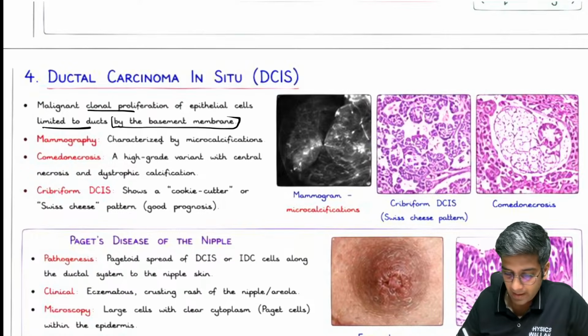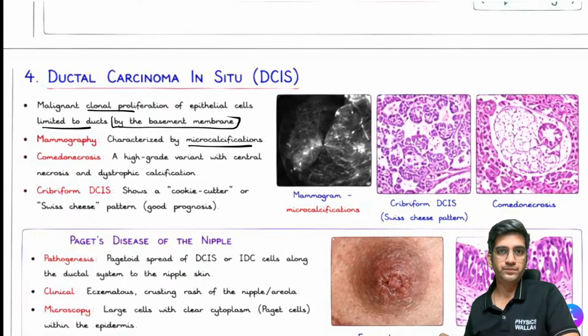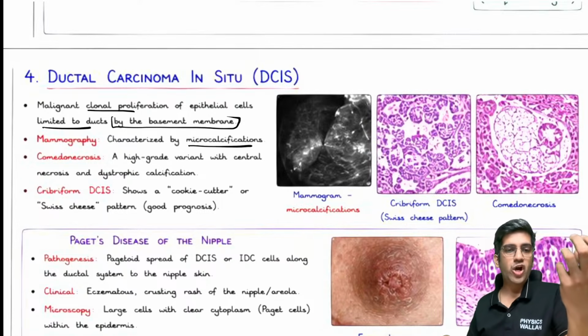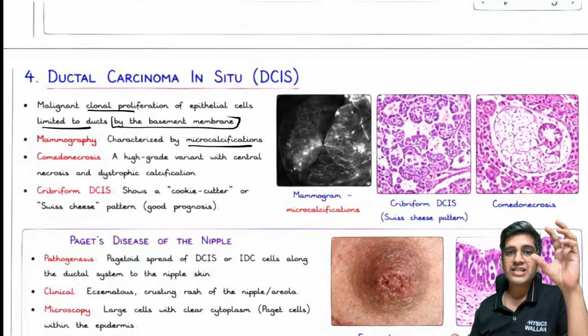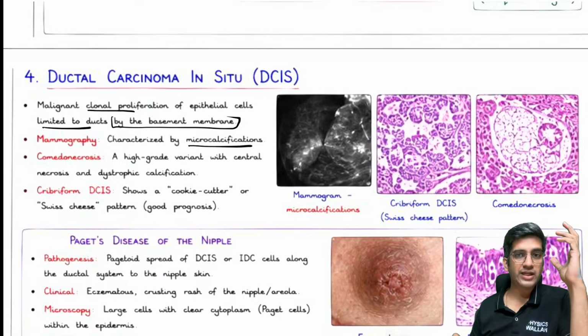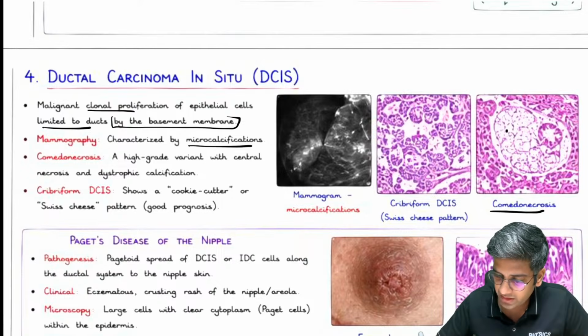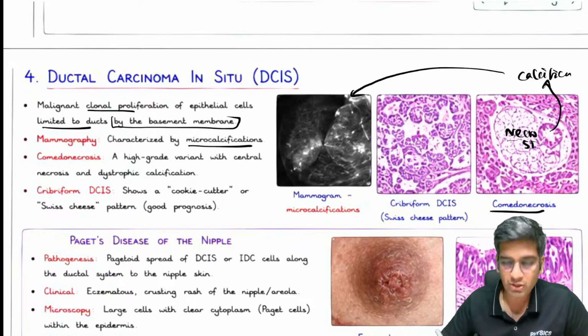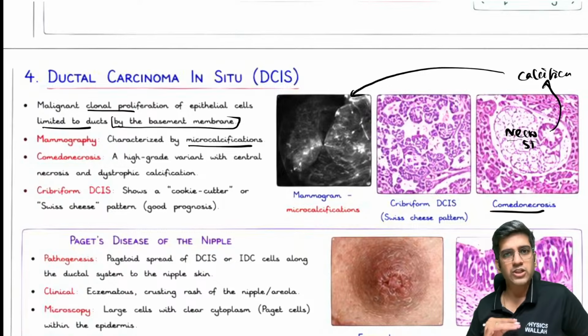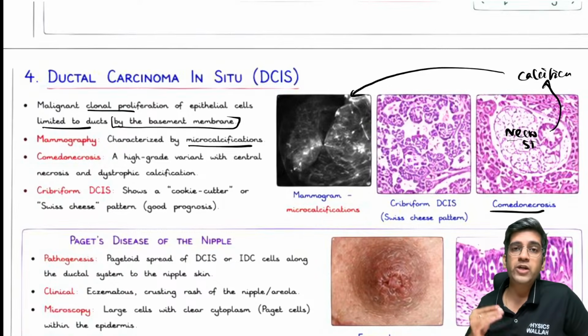How can I pick them up? Mammography shows microcalcifications. One of the common ones which causes a type of DCIS is something called comedonecrotic DCIS. Whenever there's necrosis, you'll have calcification, and that can be picked up by your mammogram as microcalcification, right? Comedonecrosis means the entire center part will have necrosis. Along with that, there can be calcification in the microscopy. That's the one that can be picked up on a mammogram. Very classical finding, right? That's a common high-grade variant called comedonecrotic DCIS.